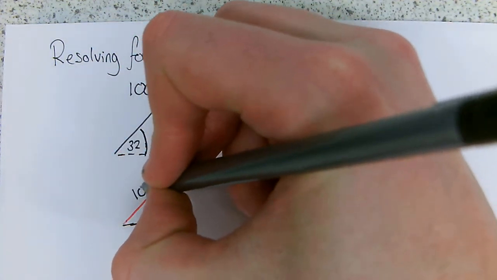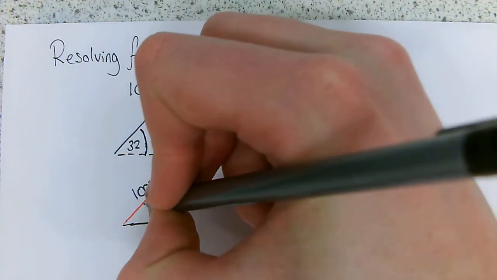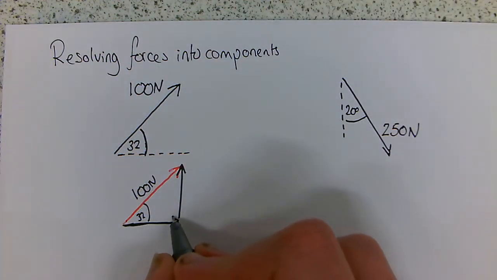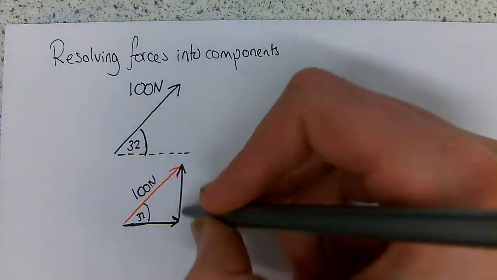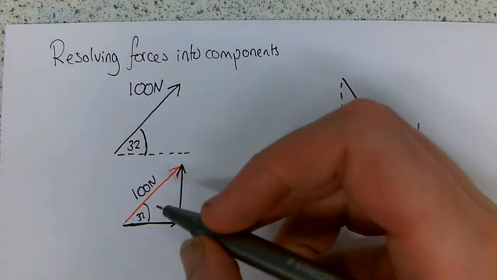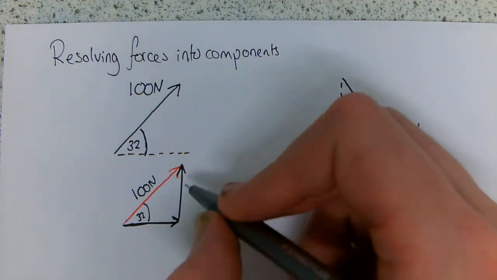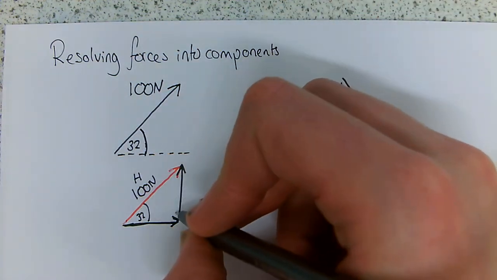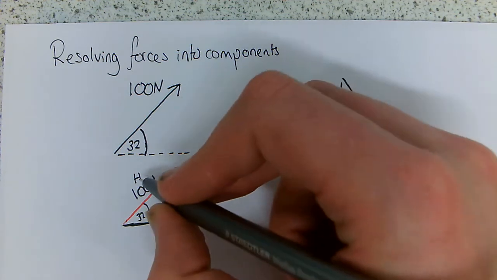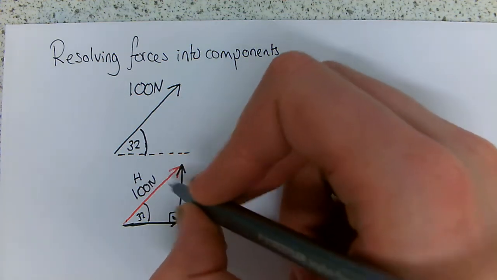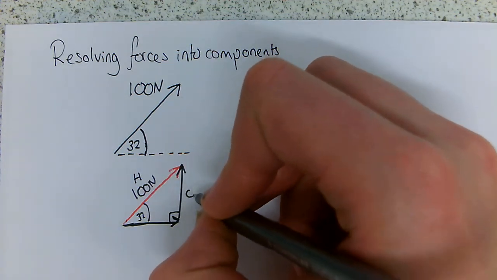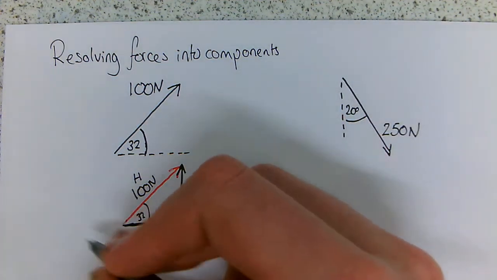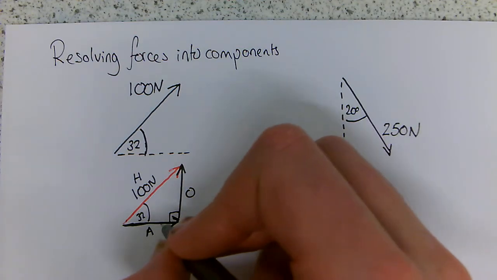If we are resolving forces, what we need to do is find the size of the component of that force that acts horizontally and vertically. That means you are going to have to resolve this. If you label on the sides, this is a right angle triangle with a right angle here. That means that this is our hypotenuse, this is our opposite, and this is our adjacent. That lets us work out the size of this.